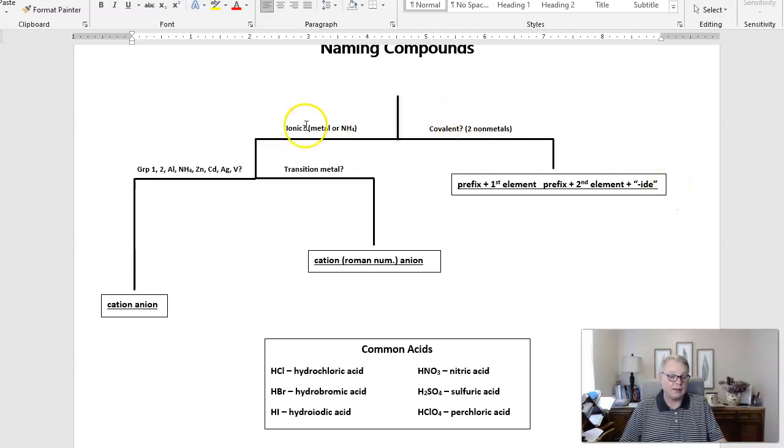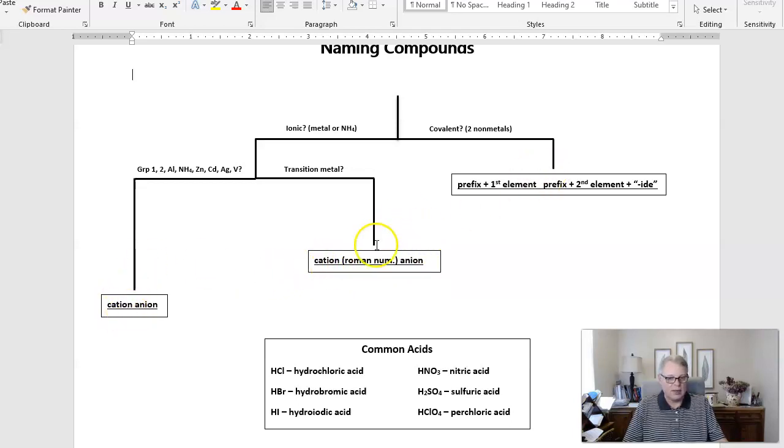What if it's ionic? If you see a metal or an NH4 plus, now you have another decision to make. Is it a group 1, a group 2, aluminum, NH4 plus, zinc, cadmium, silver, or vanadium? Vanadium usually is like, I think, in my periodic table would be +4 or something like that. But you're probably not going to see that one. These other three are pretty common here. Is it one of these that is always one particular ion? If it is, cation, anion. If it's a transition metal, then it's cation, Roman numeral indicating the charge, anion.